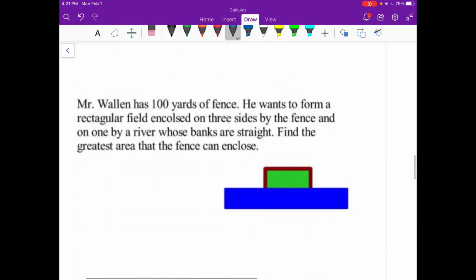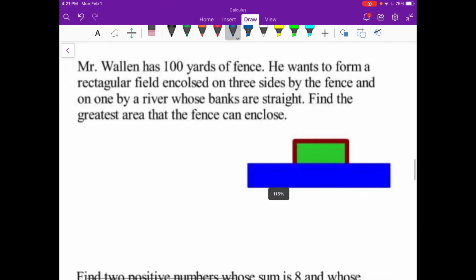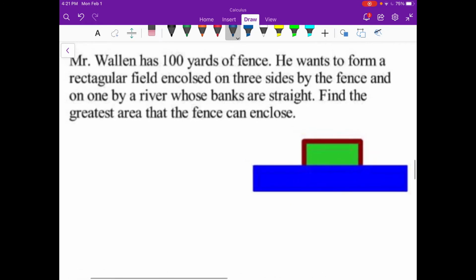Now we have a word problem here. It says, Mr. Wallen has 100 yards of fence. He wants to form a rectangular field enclosed on 3 sides by the fence and on one by a river whose banks are straight. Find the greatest area that the fence can enclose. So that makes sense. You want to enclose a field and you want the largest area. So we need to come up with an area function here, and then we would maximize it.